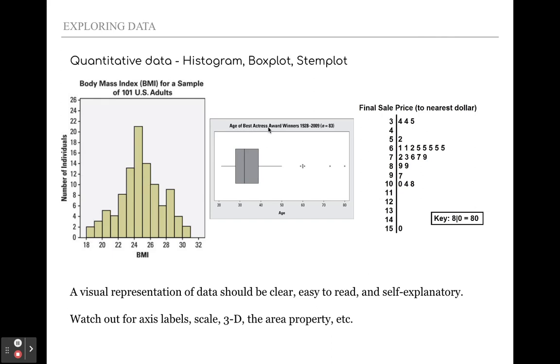So this is the age of Best Actress award winners. And so you've got some that are older than what is typical. The median actress is in their early 30s when they win the Best Actress award, but it looks like you've got one as old as 80. Okay, so that's a box plot, or a box and whisker plot.